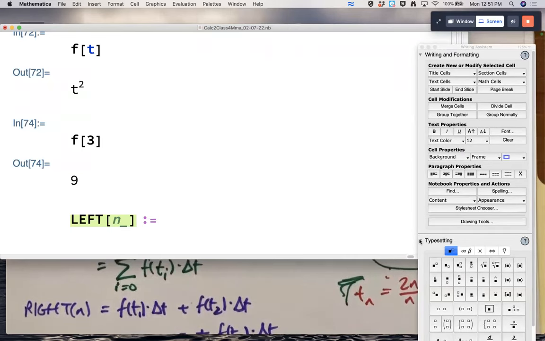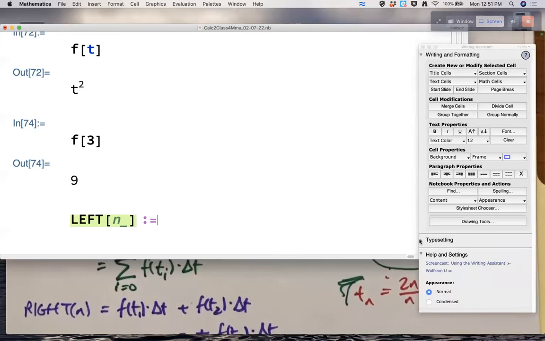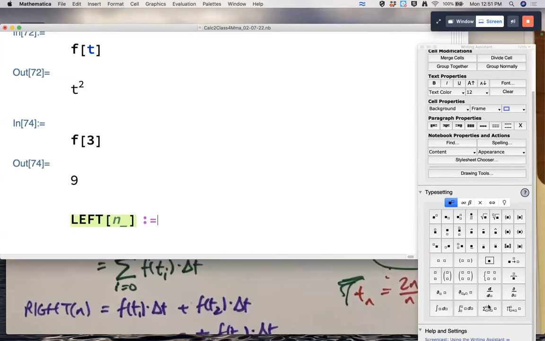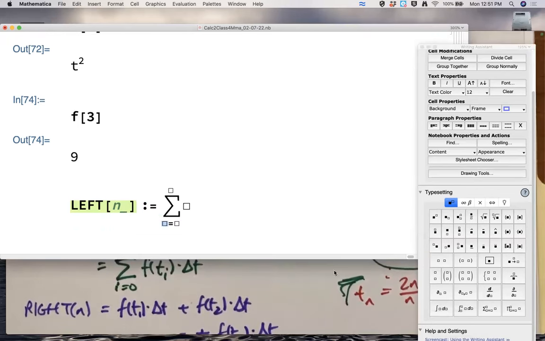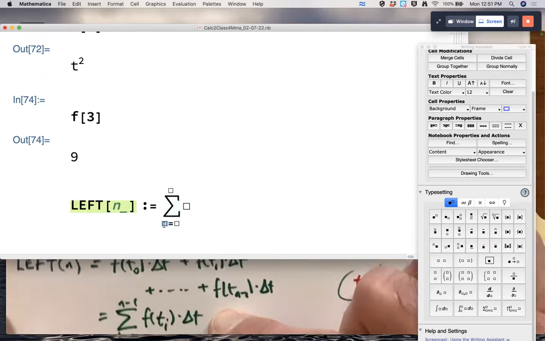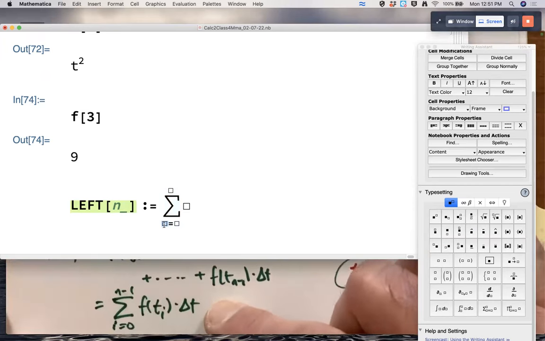If you go down under typesetting, this tab right here, and scroll further down, you'll see a summation sign, as well as integral signs, for example. Hit the summation button, and if your cursor was right here, then a summation will show up. It's this summation right here. That's what I'm about to type right there.